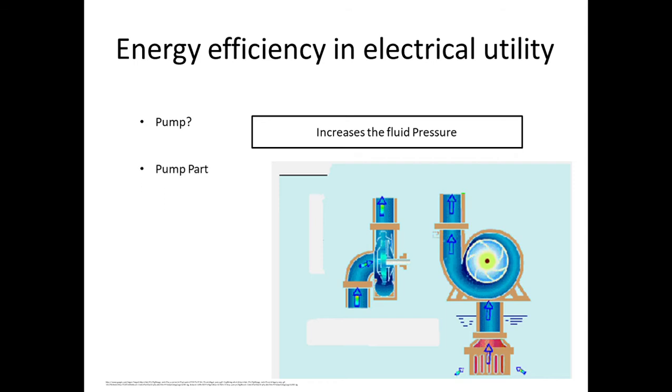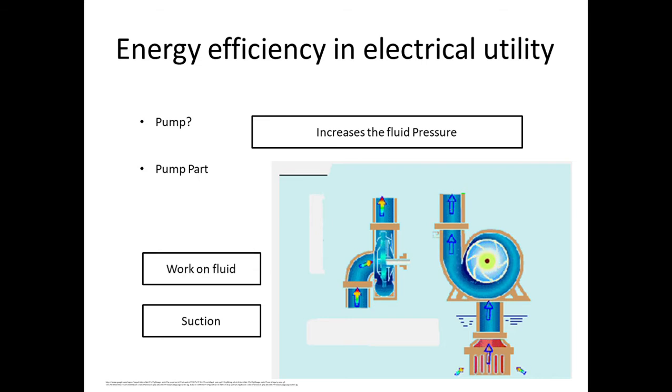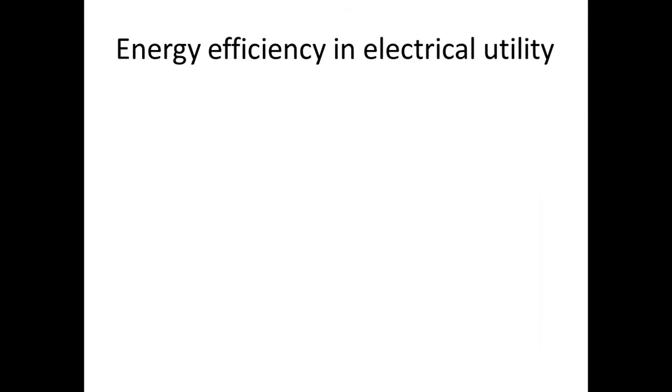What are the parts of a pump? Number 1 is suction. There is a suction pipe or suction arrangement for water or any liquid. Then work on fluid. Work on fluid means increasing the pressure by any mechanical means. Then the delivery section contains the delivery pipe or some delivery arrangement for the water or any fluid where there is need.